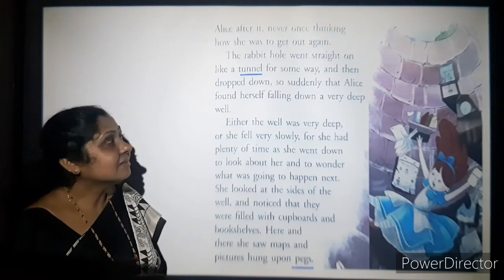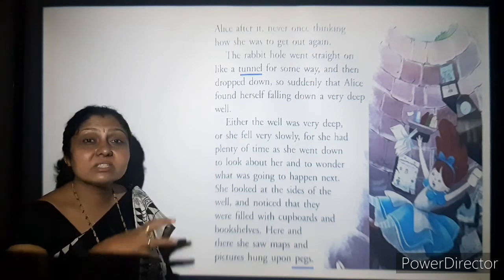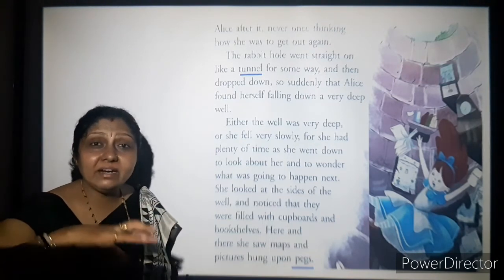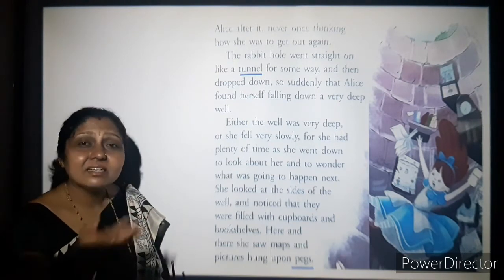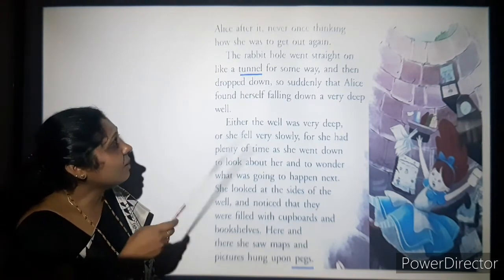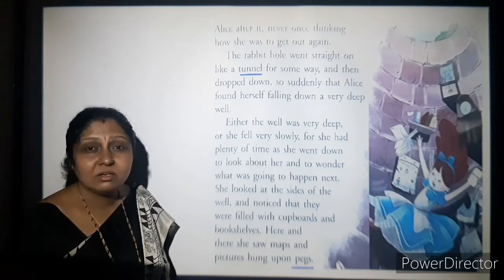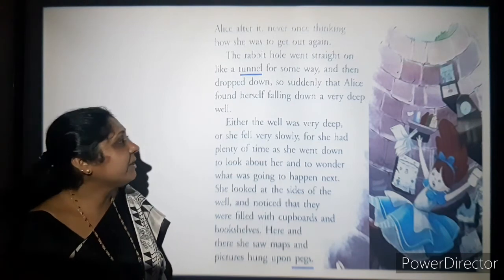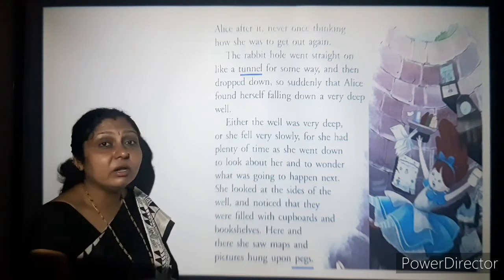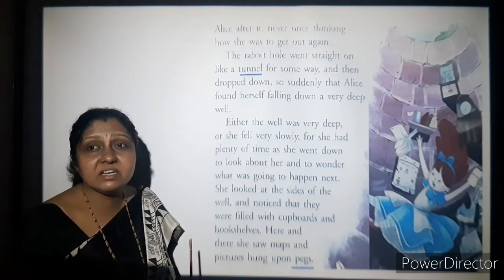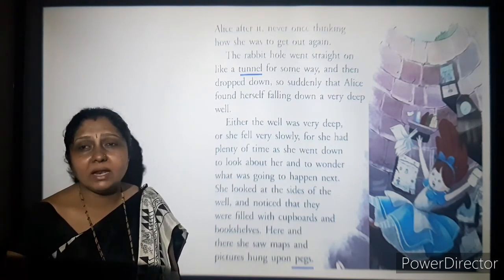Now what happened there? The rabbit hole was very straight. She was just falling down and it was like a tunnel. So there was no end. She was not getting the end to come out from the other side. For some way, it was straight. And then what happened? She started dropping down. Drop down means going down. So suddenly Alice found herself falling down very fast, very swiftly. She was falling down a very deep well.